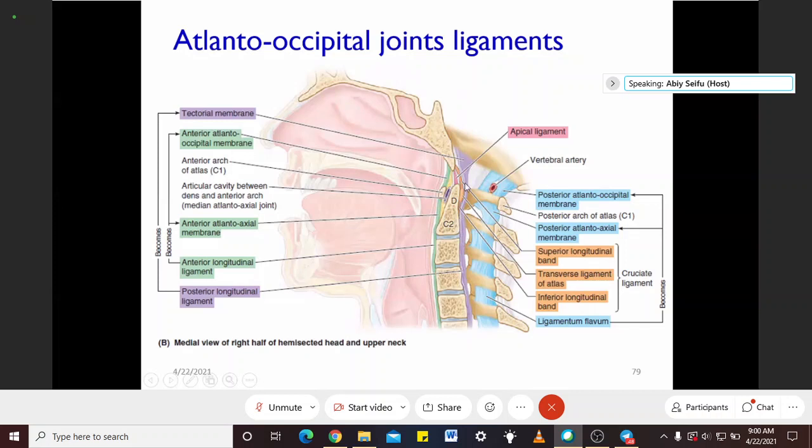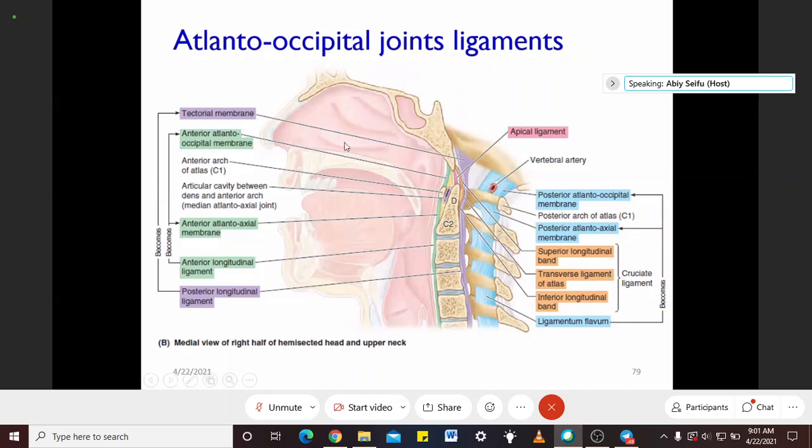Whereas posteriorly, there is the posterior longitudinal ligament. This posterior longitudinal ligament is converted into the tectorial membrane. Mainly, this one is highly associated with the joint between C2 and C1, because it passes over the posterior surface of the odontoid process of C2.